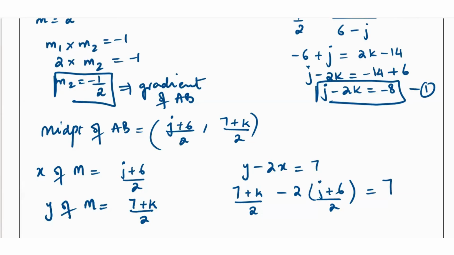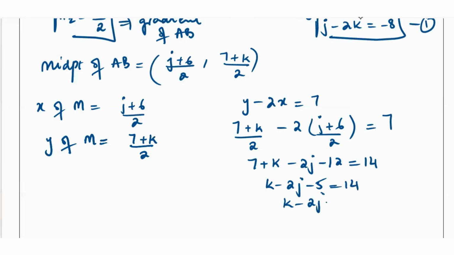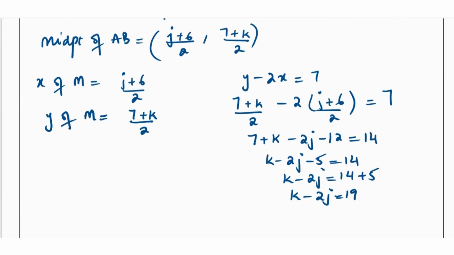So we can substitute the coordinates for M, the midpoint of AB, in the equation and create another equation in terms of just J and K. And then we can simultaneously solve that with J minus 2K equals negative 8. So that's 7 plus K minus 2J minus 12 equals 14. K minus 2J minus 5 equals 14. And K minus 2J equals 14 plus 5, which is 19. This is your second equation.